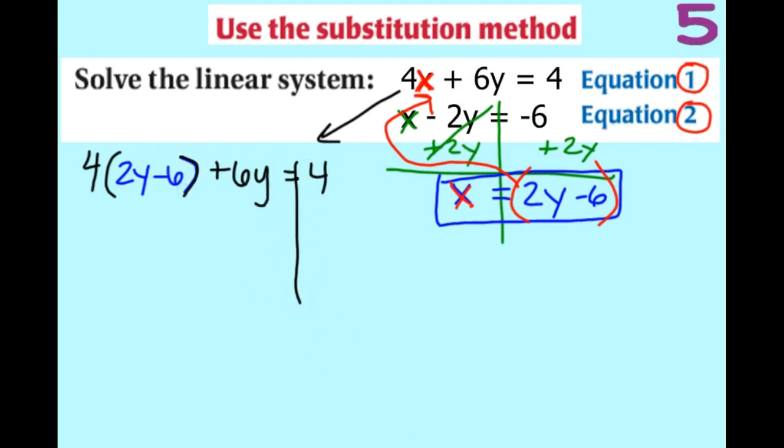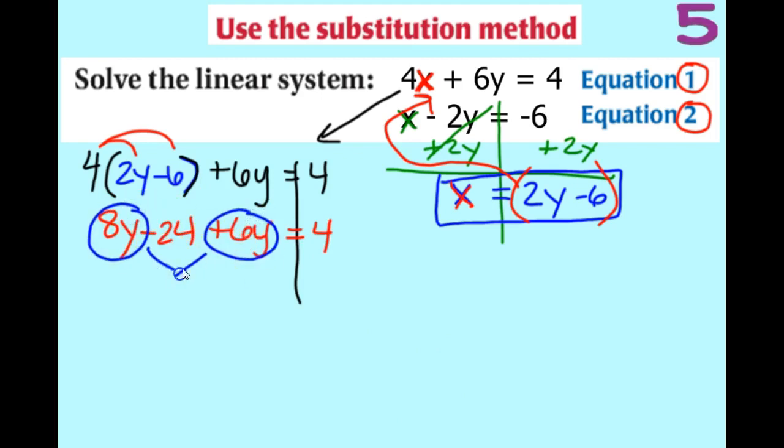So let's solve that to figure out what y is, because y is the only letter we have left. The x was replaced with 2y minus 6. So let's distribute. 4 times 2 is 8, so we have 8y. 4 times negative 6, negative 24. Write the rest. And then combine our like terms before you start adding and subtracting. They're all positives here. 6 plus 8 is 14y. And then we have minus 24 equals 4.